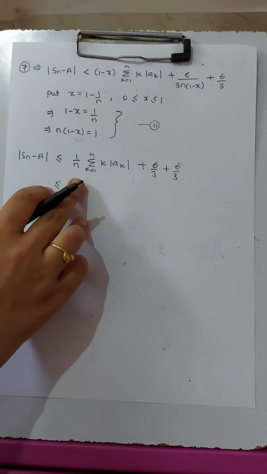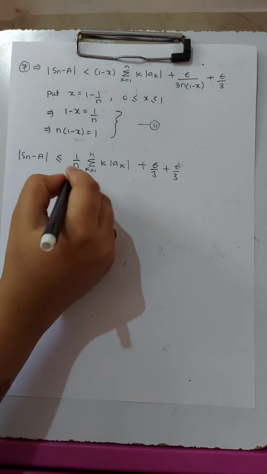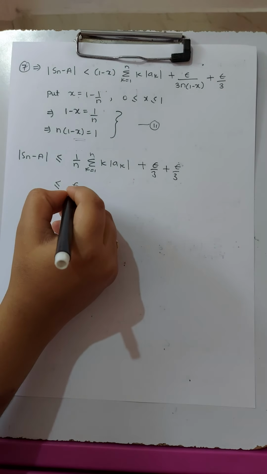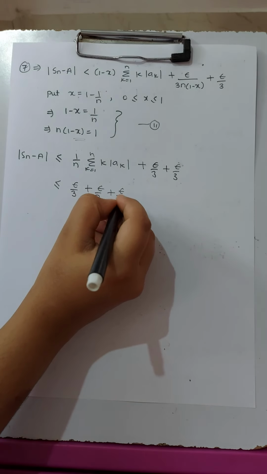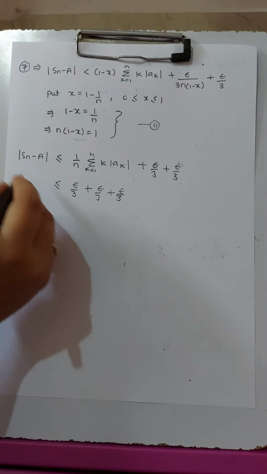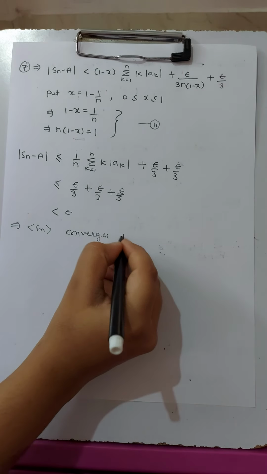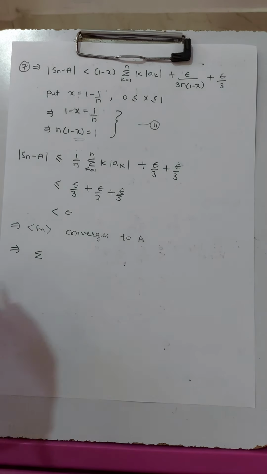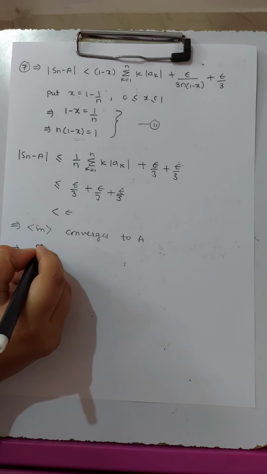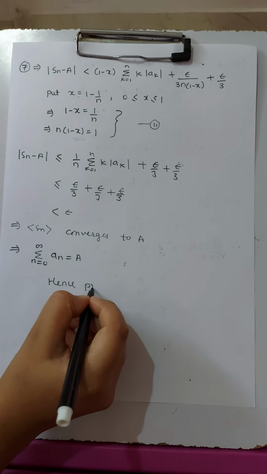Now from 6, or by Cauchy theorem on limits, we have proved that this whole term is less than epsilon by 3. Then the rest will be as it is. So this Sn minus a is less than epsilon. This implies that the sequence Sn converges to A. Therefore, summation n from 0 to infinity an is equal to A, and hence the theorem is proved.